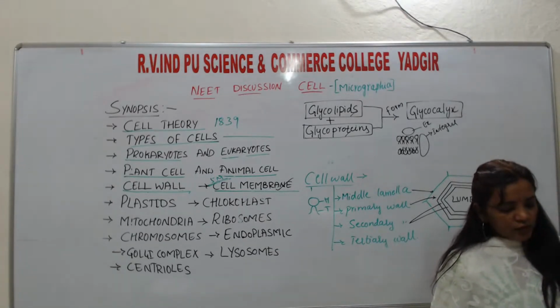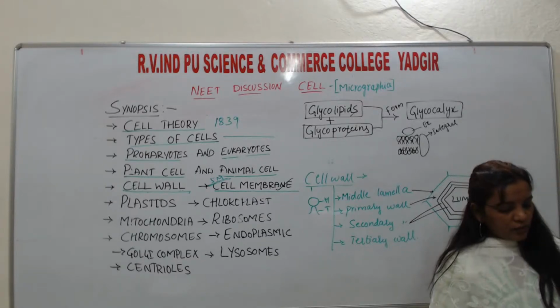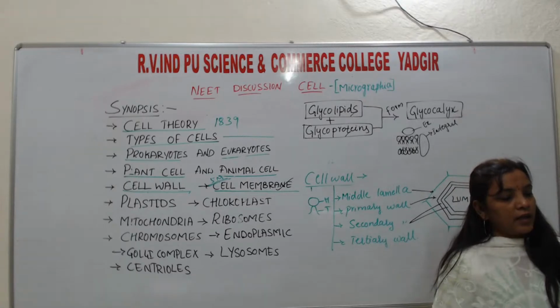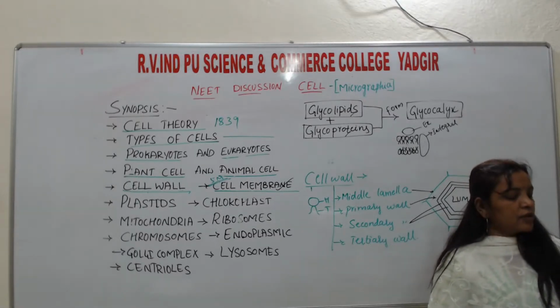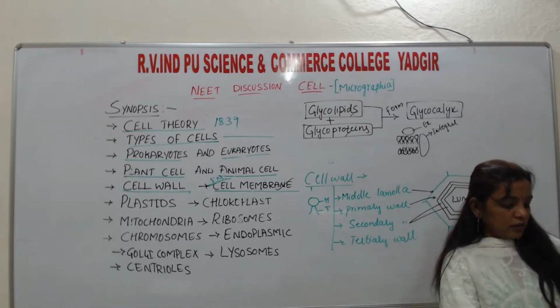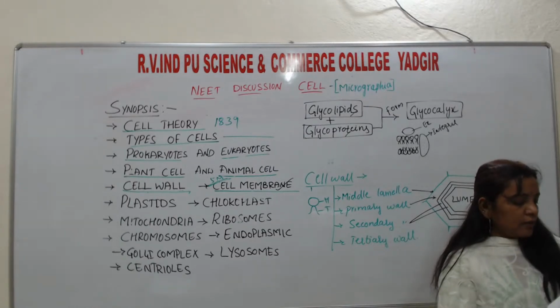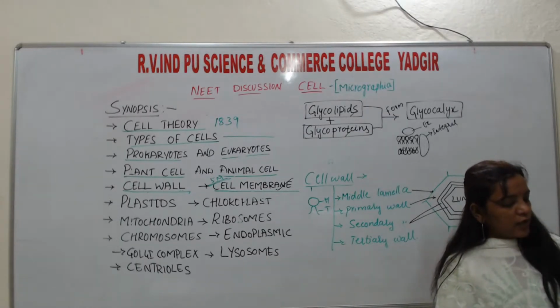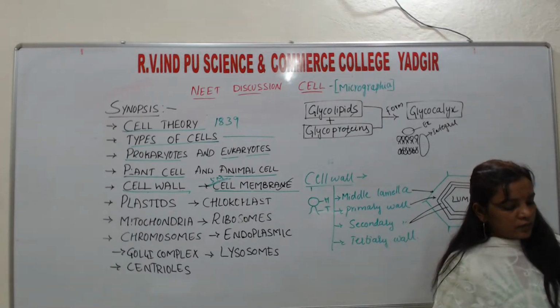Which one of the following is not an inclusion body found in prokaryotes? Glycogen granule is an inclusion body. Polysome, actually we can take 28th D. Rest, phosphate granule, cyanophycin granule are all present.